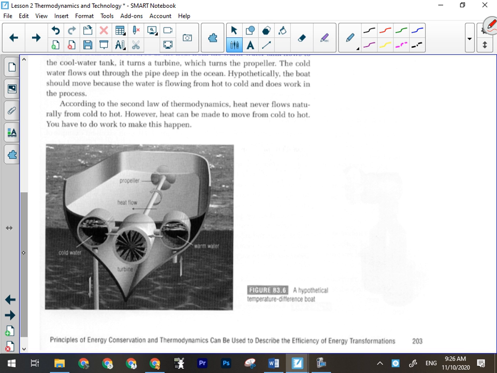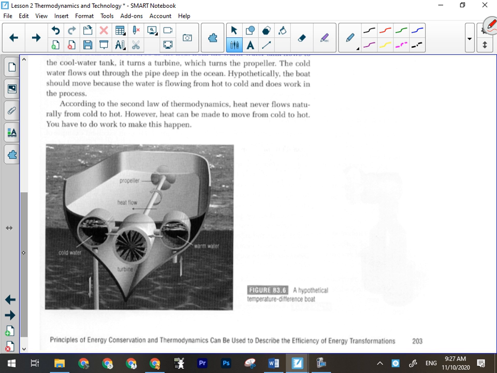So the idea here is that because these two chambers are connected, energy is going to want to flow from the warm water to the cold water. If you put a turbine in the middle, it'll turn the turbine, which will propel the boat for free. Which, oddly enough, can work.